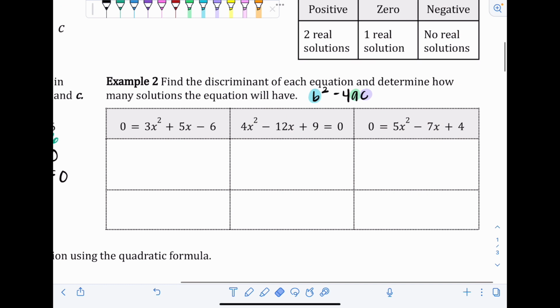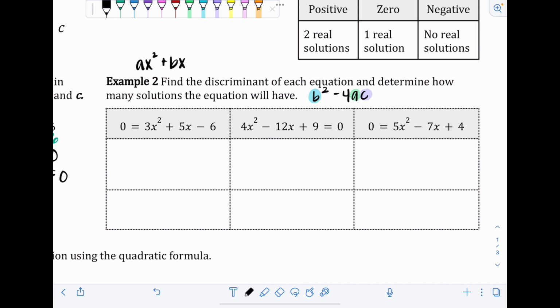We can just go through and find a, b, and c. So a is always the number in front of x squared. I think I'm just going to go ahead and rewrite the standard form formula up here so we can refer back to it.